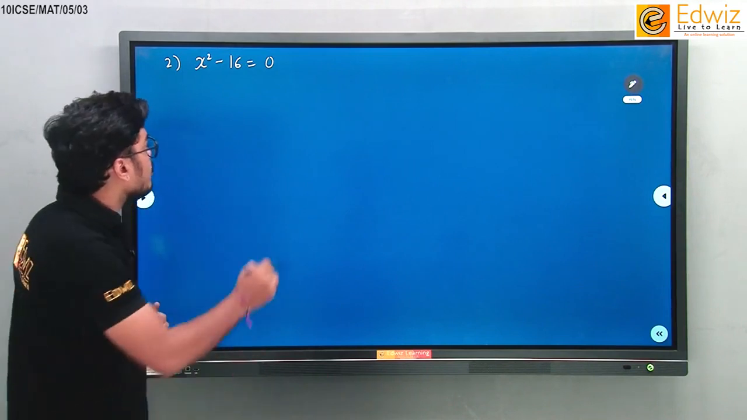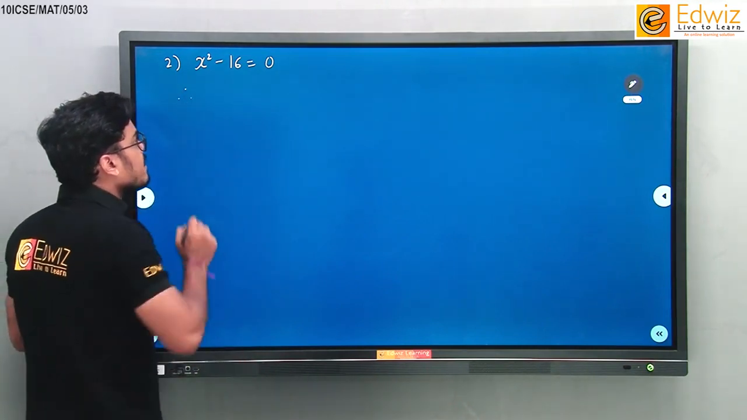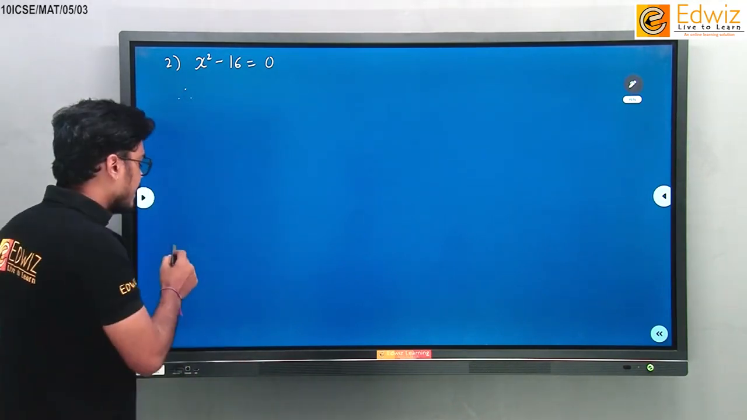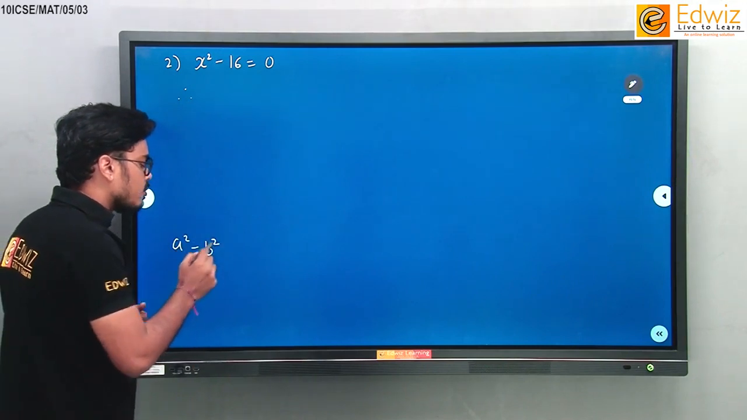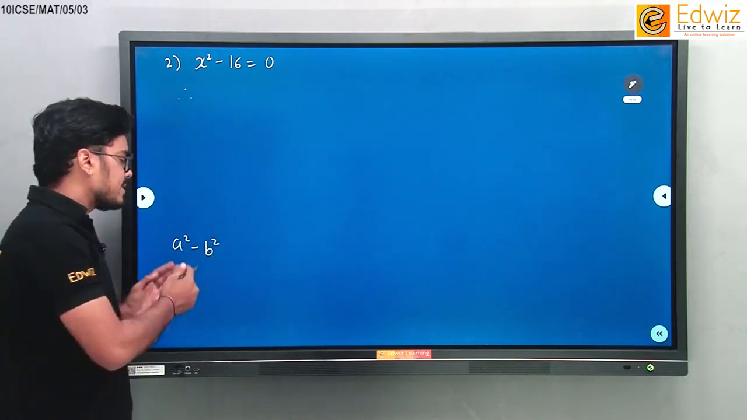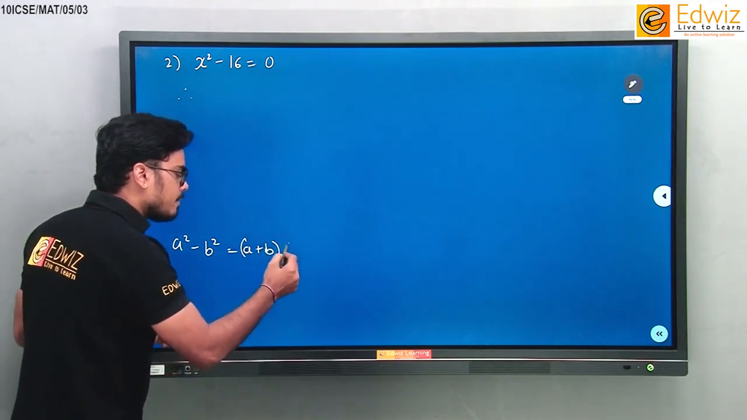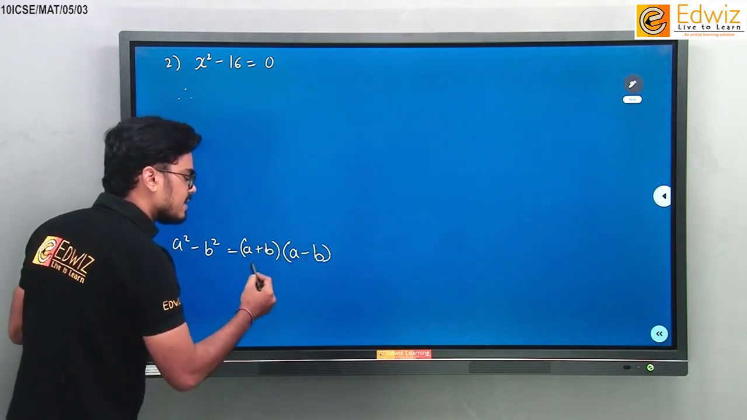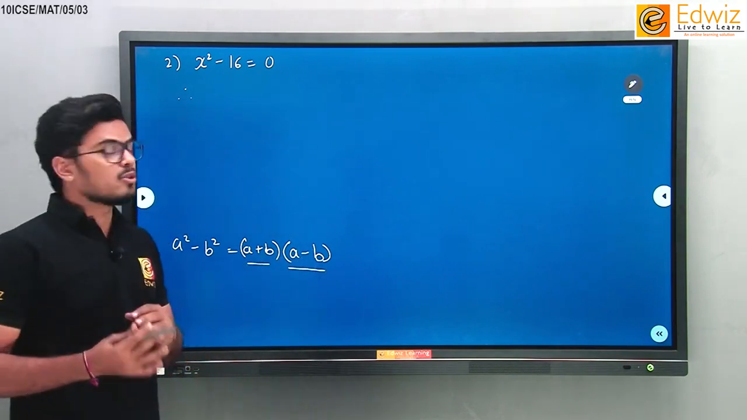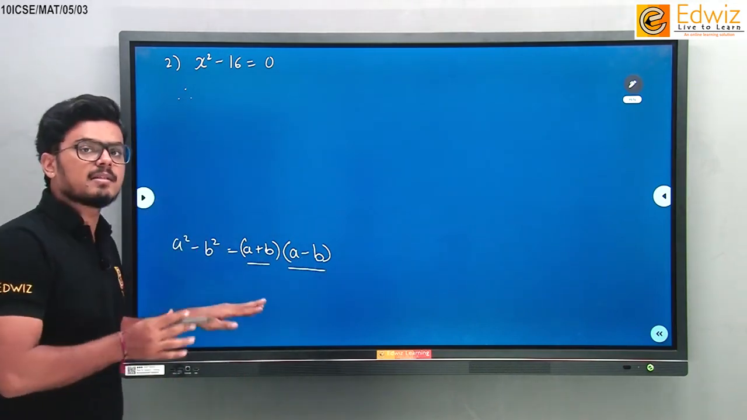Okay, how so? You know this term can be factorized using the formula a square minus b square. You already know this identity. What is a square minus b square? It is a plus b multiplied by a minus b. These are the factors, correct? So we can factorize this directly using this identity.